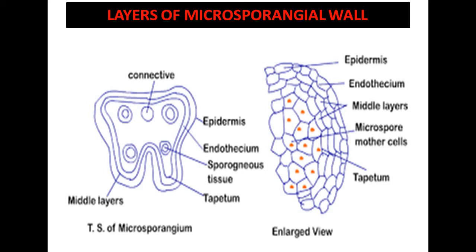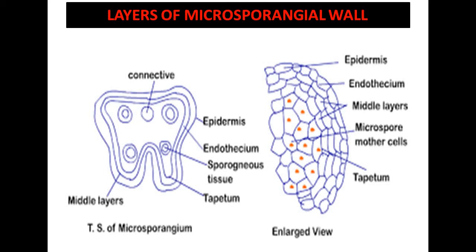The outer 3 layers, epidermis, endothecium and middle layer, are responsible for protection and they also help in the dehiscence process to release the pollen grains from the anther. While the tapetum, the innermost layer, is responsible for providing nourishment to the developing pollen grains. So total 4 layers are there.